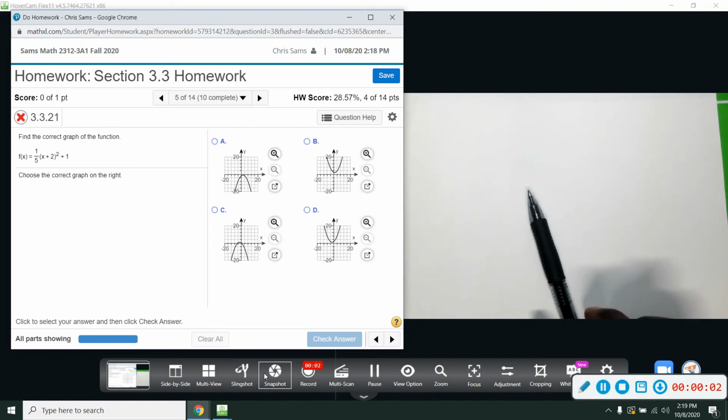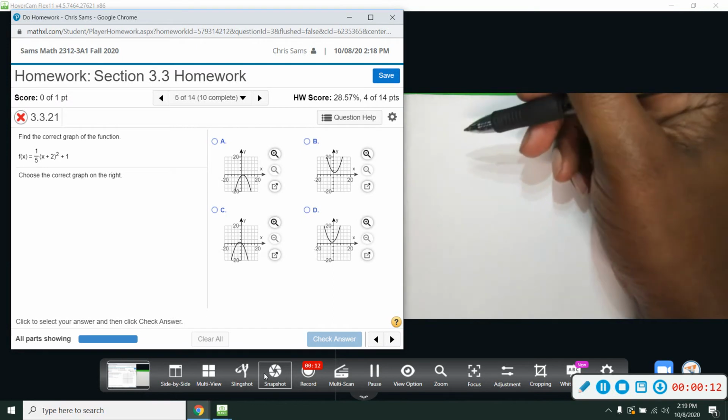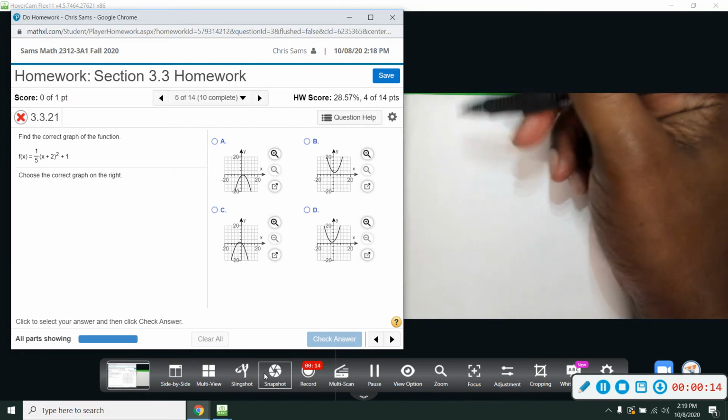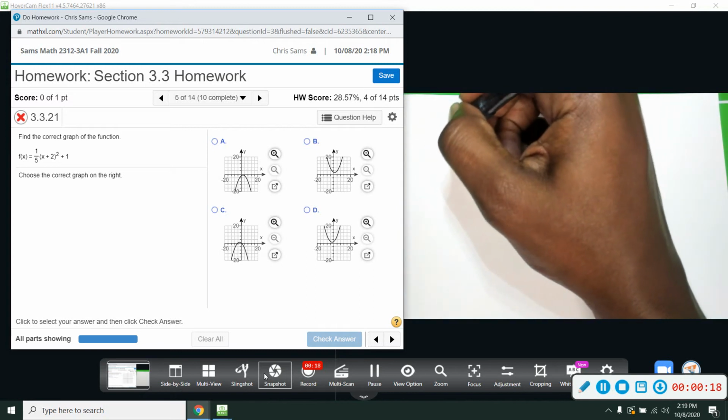Number 5. This time we want to just find the graph that is correct. We've previously discussed the rules of shifts and stretches and things of that nature. So let me just reiterate.